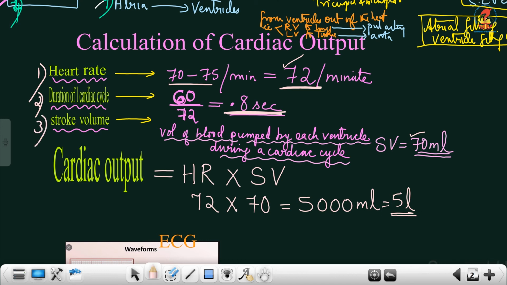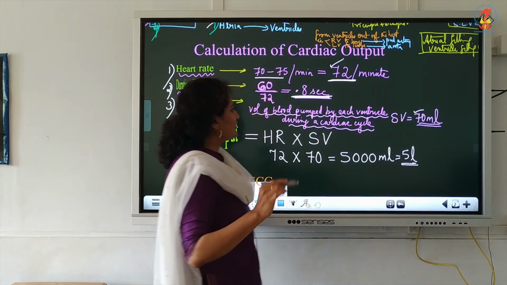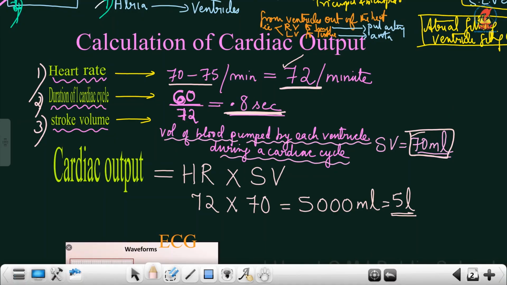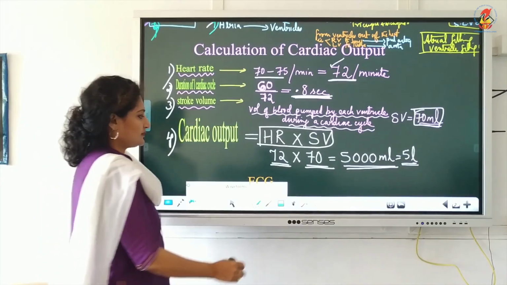What is stroke volume? Before that, we have to define the stroke volume. It is the volume of blood pumped by each ventricle during a cardiac cycle, and it is found to be 70 ml. So, cardiac output, the formula is heart rate into stroke volume. Heart rate is 72 into stroke volume 70, which gives 5000 ml, which is equivalent to 5 liters. So, this is how we calculate the cardiac output.